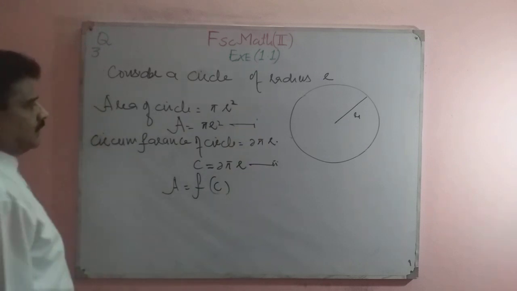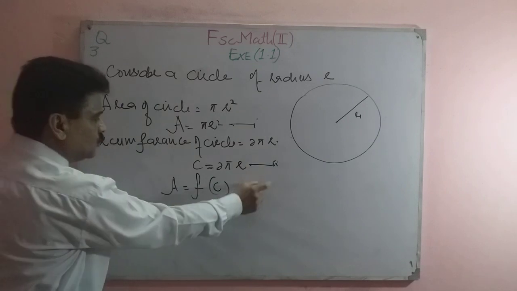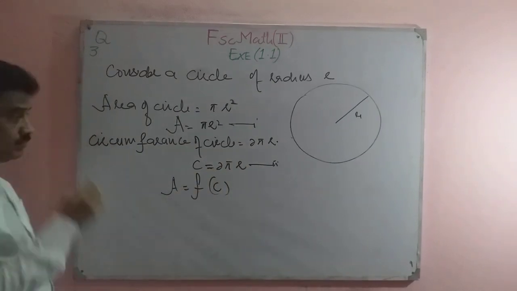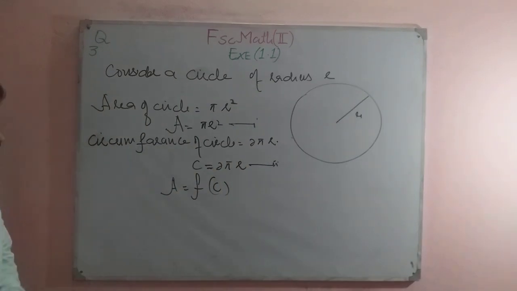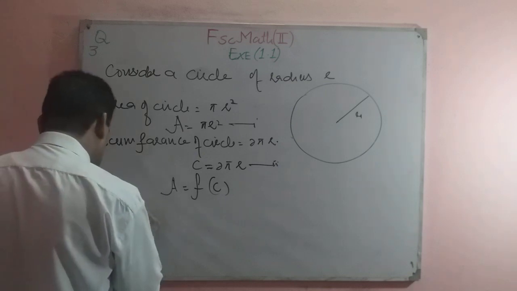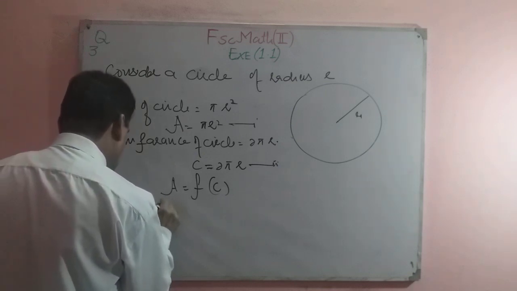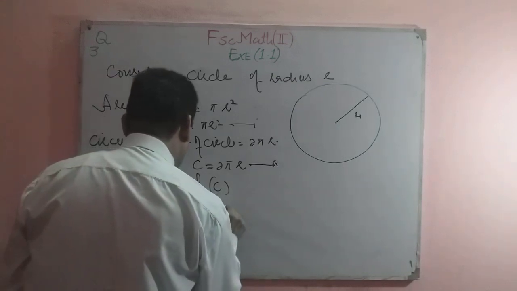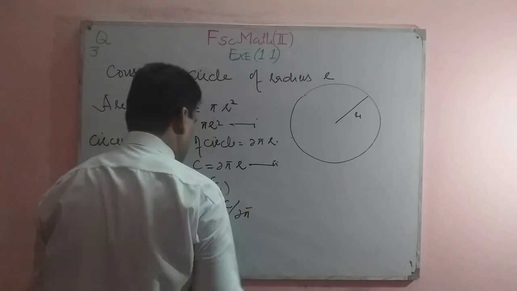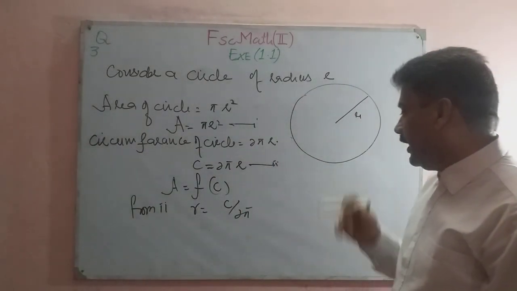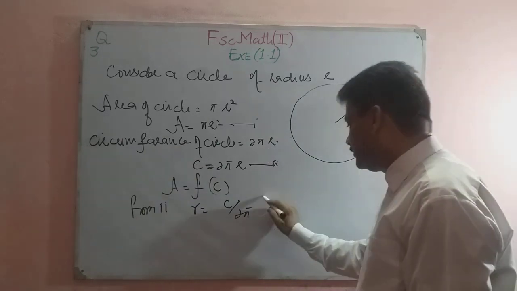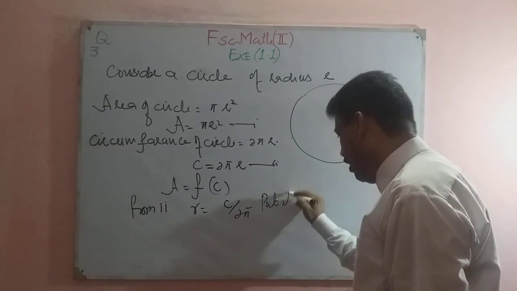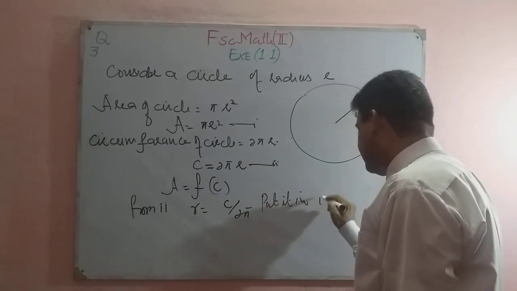From equation 2, r will be equal to c by 2 pi. We put the value of r equal to c by 2 pi in relation 1.